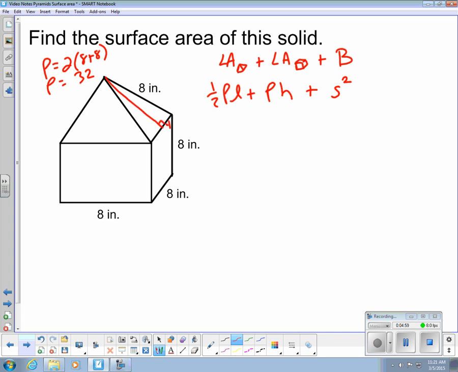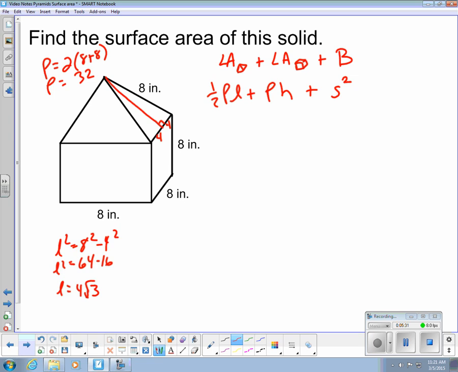So if this is 8, that makes this part 4 and this part 4. So my slant height, L squared, is going to equal 8 squared minus 4 squared, because the 8 is the hypotenuse, that lateral edge is. And so I get 64 minus 16 equals L squared. And so L is going to equal 4 square root of 3 when I simplify it. So that would have been 4 square root of 48, which is 4 square root of 3. So I now have my L.